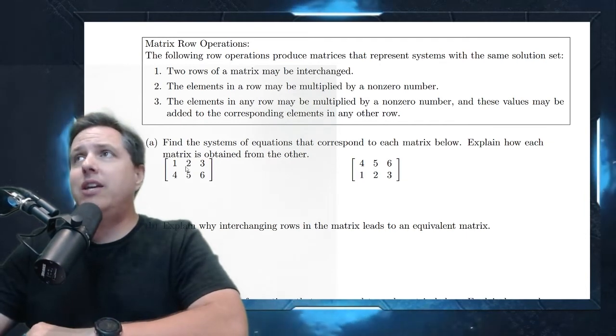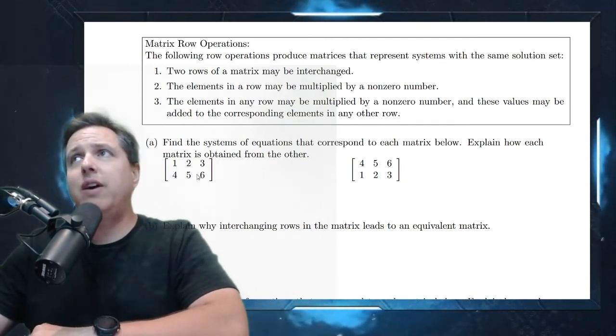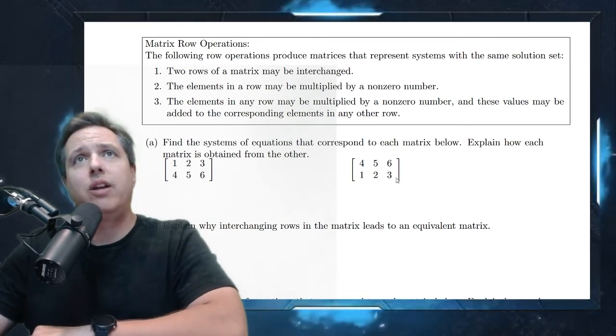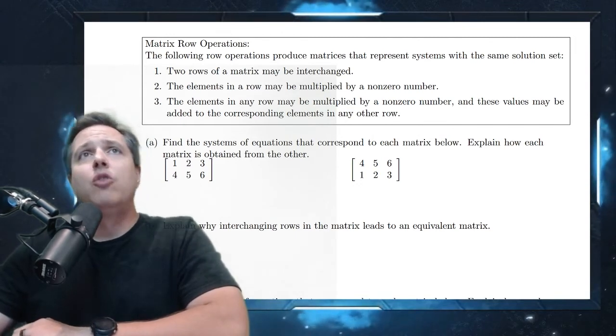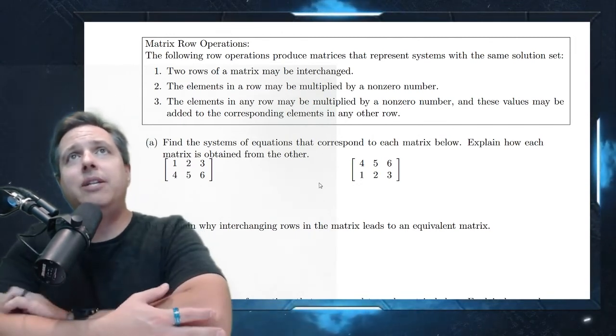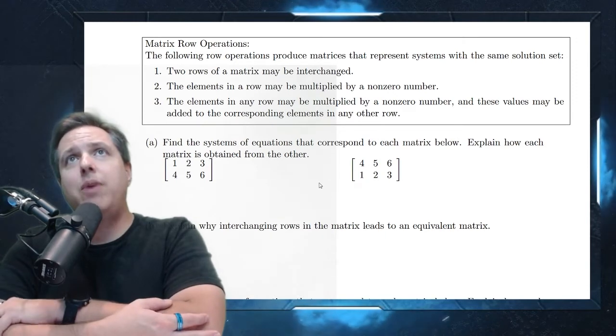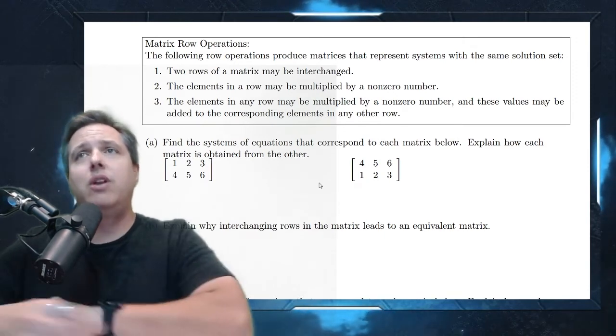And we can see that right here. We have the matrix 1, 2, 3, 4, 5, 6, and we swap the 2 rows to get 4, 5, 6, 1, 2, 3. That's just row operation 1 being applied to this. Row operation 2 says we can take the elements in a row. The elements in a row may be multiplied by a non-zero number.